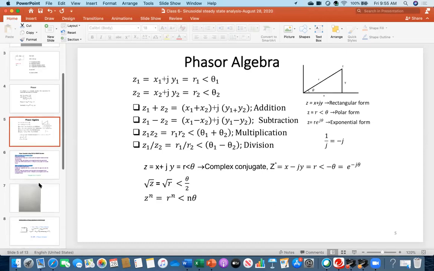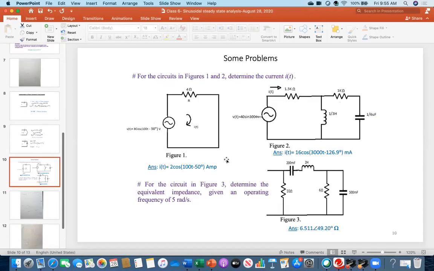Therefore, everybody see, what is the context of the thing? Just take a look, don't worry, everybody just look at the problem. For the circuit in figures 1 and 2, determine current IT. Look, this is a very simple circuit, there is only R, there is not even L or C. Look at this circuit, there is a voltage source, 1.5 kilo ohm resistance, but then a 1/3 Henry capacitor. And then I am asking find out IT. And then this is another circuit. And again, I am asking, okay, find out the equivalent impedance.